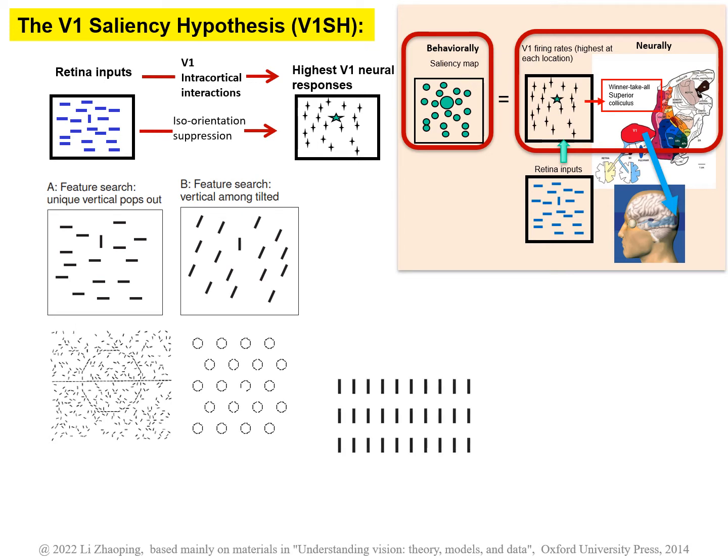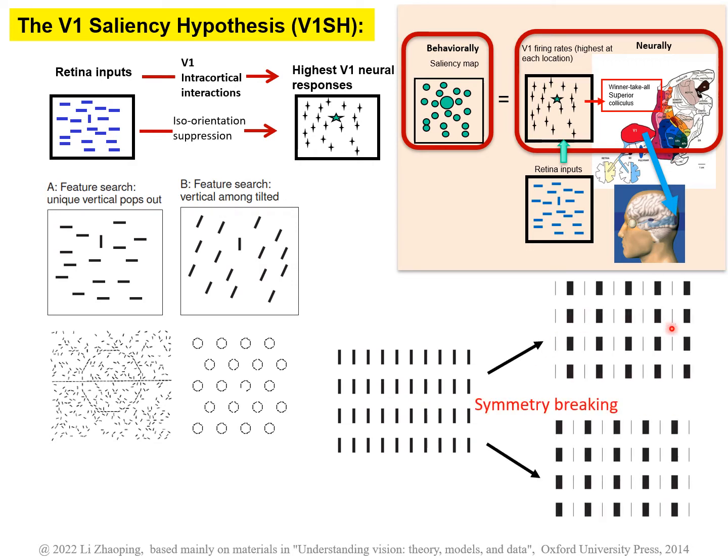Furthermore, what if we have an input like this one with a uniform array of bars? Now, if the iso-orientation suppression is too strong, then the mutual suppression between these bars could lead to asymmetry breaking to give such variations of non-uniform outcomes, and such outcomes will be hallucinations.